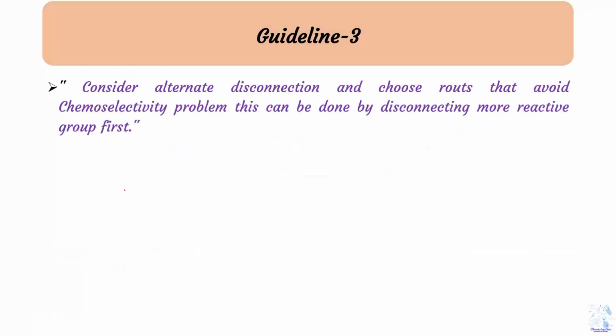In guideline 3, consider an alternative disconnection and choose a route that avoids chemoselectivity problems. This can be done by disconnecting the more reactive group first. So in that guideline, we have to disconnect the more reactive group first.